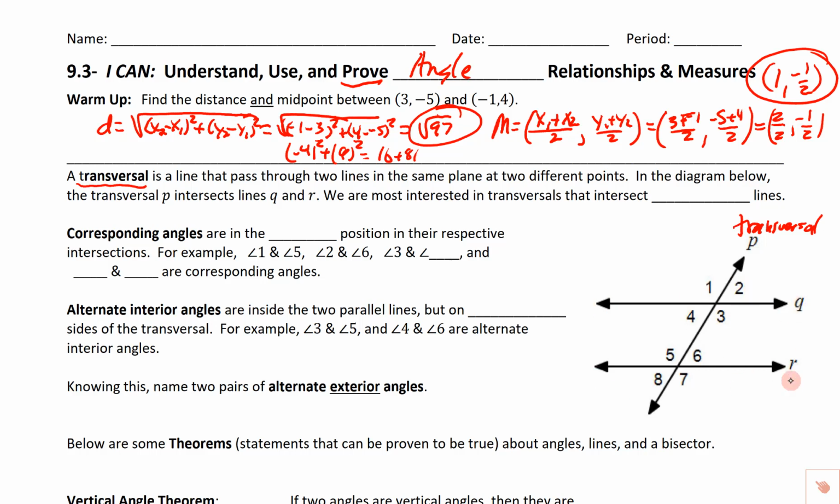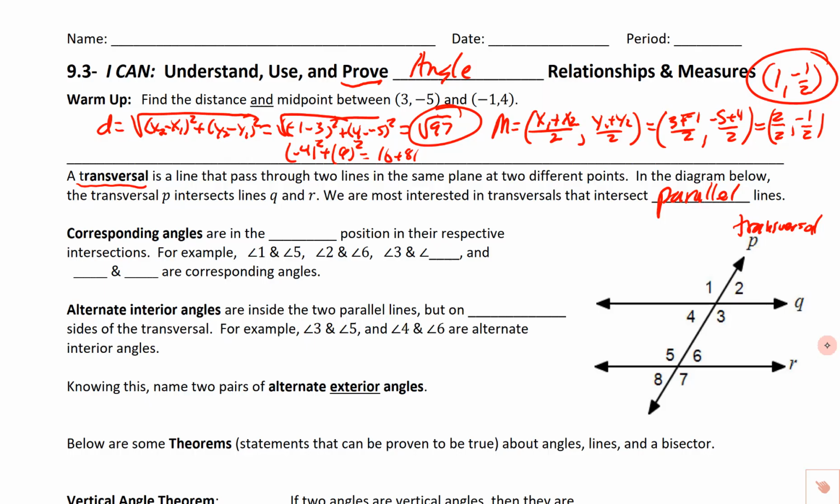And we're mostly interested when the transversal crosses and intersects two parallel lines. We get some really cool results if it's crossing parallel lines. So if the two of these are parallel, then we're in great shape. And we normally indicate parallel by putting little arrows on these. Now, it didn't say that on this, even though it looks like it. So I'm going to go ahead and erase those, and let's talk about the vocabulary that we use to indicate each one of these angles.